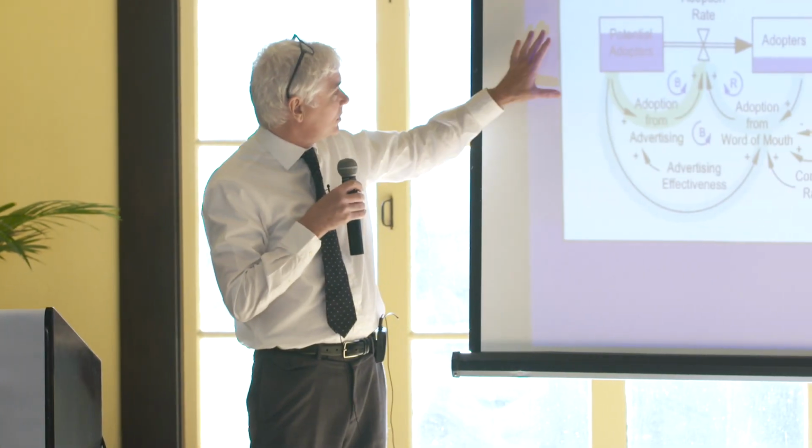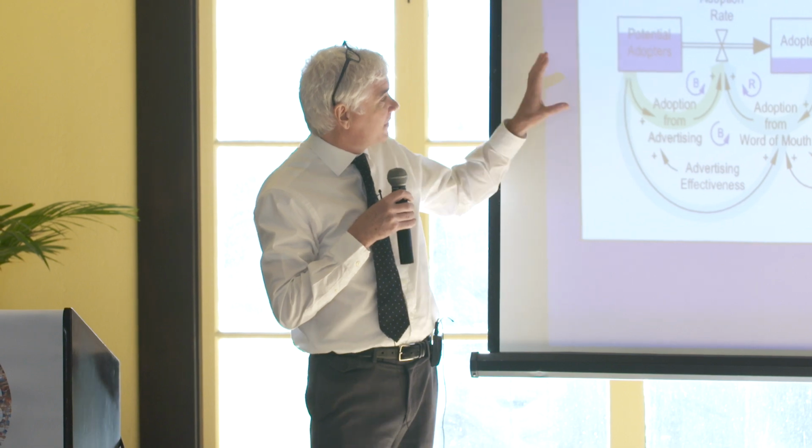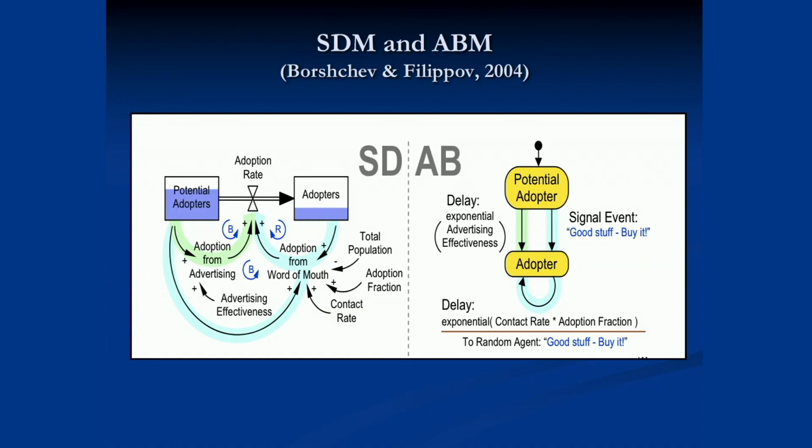Okay, so here's just a contrast. Here's the thing I showed before, the stock and flow model, where you have all the potential adopters, you have the adopters. With the agent-based model, everything that's in here becomes an individual agent. And that's because, as I said earlier, you're interested in heterogeneity and you're not interested in grouping people or lumping people together.